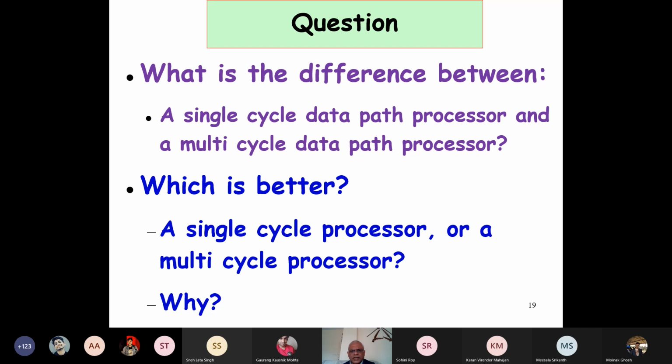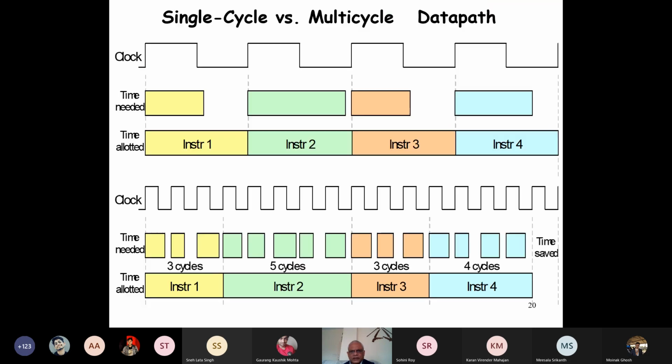But then the next question you will ask is, which is better? Should we go for a single cycle processor or a multi-cycle processor? And if you say either way, single cycle or multi-cycle, you'll be asked why. Please justify. Why did you say single cycle or multi-cycle? In a single cycle processor, each instruction is completed in a single cycle. Let me repeat that. In a single cycle data path processor, each instruction completes in one single cycle.